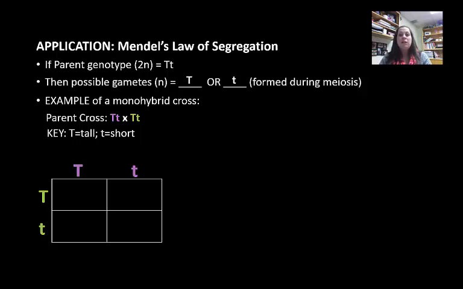So now what do we put in the boxes? Now remember, you're going to drag what's at the top down and what's at the side over. So in this first box, you're going to have big T, big T. The next box, you're going to have big T, little t. The following one, big T, little t. And the last one, little t, little t. Now remember, with these, you are supposed to actually be putting the capital letter first.